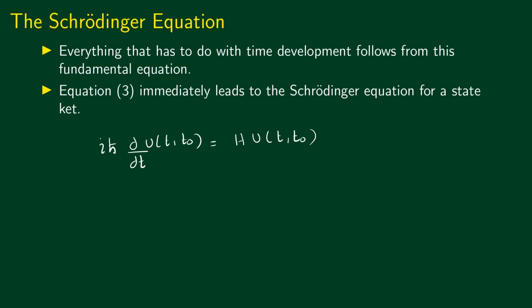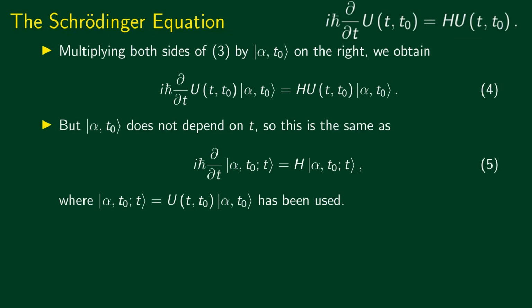Now from this we can also obtain the Schrödinger equation for a state ket. This is the Schrödinger equation for the time development operator. We can also get the Schrödinger equation for the state ket. To get it, we take the Schrödinger equation for the time development operator and multiply on the right by the ket α, t0, which gives us this equation.